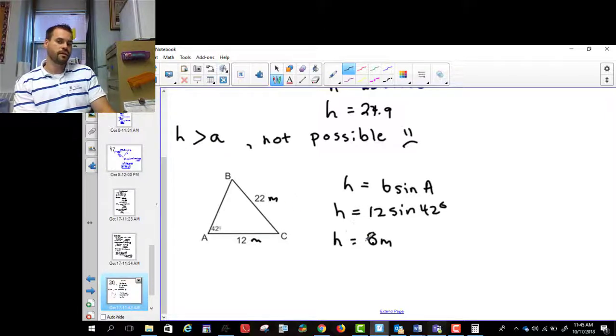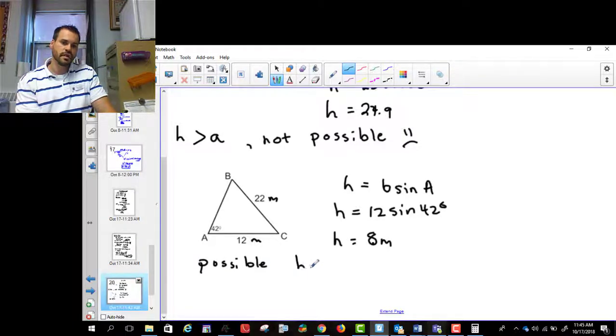If that is the case, then it's possible, since h is less than a. Because our given a value was 22 meters. I didn't write that down at the beginning. It's possible that there are two solutions.